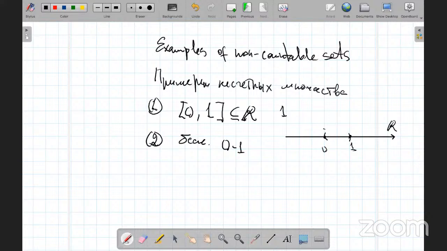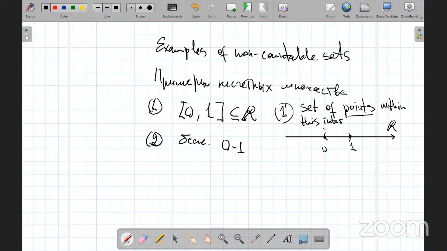Otherwise, probably I can call it 1 prime, right? Because 1 prime is just the set of points in that interval, the set of points within, including endpoints, within this interval. And I just remind you, if you forgot, that the intuitive notion of real numbers is just a point of the line.